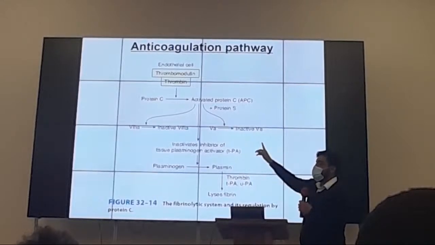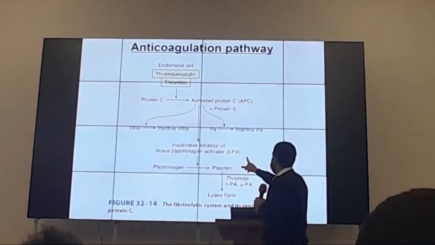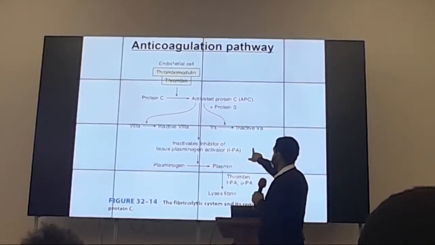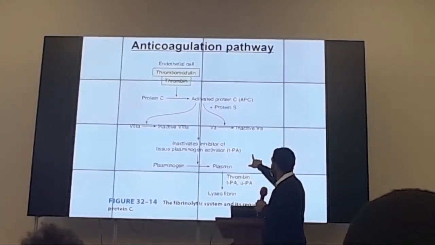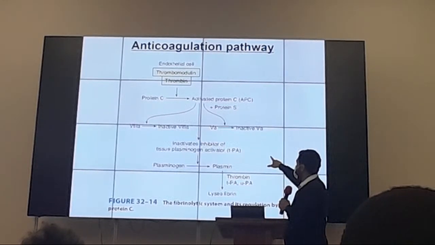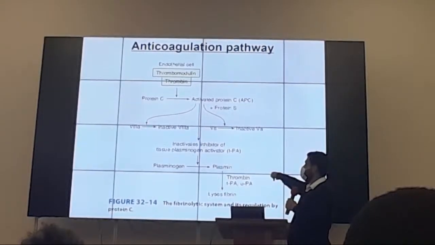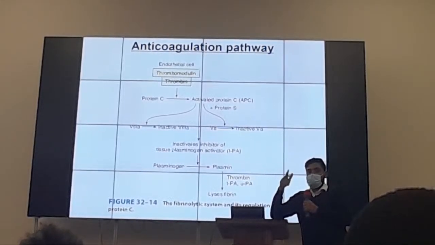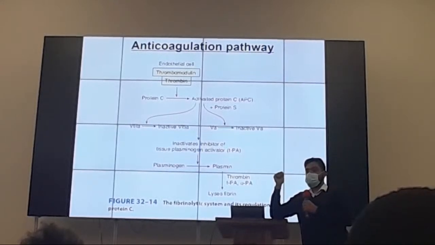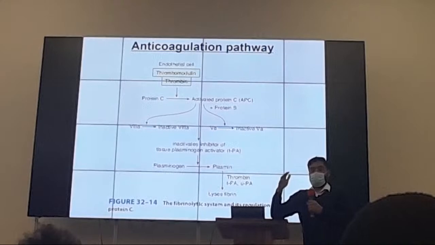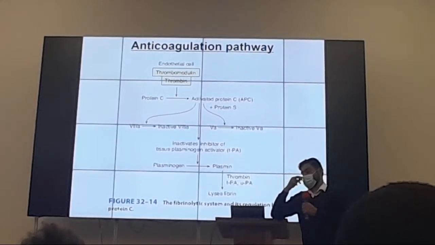Now, the ultimate goal of activated protein C is to inactivate factor 8 and factor 5, and to activate plasmin. It will directly inhibit factor 8, and it will directly inhibit factor 5. What's interesting is how it leads to activation of plasminogen to form plasmin.